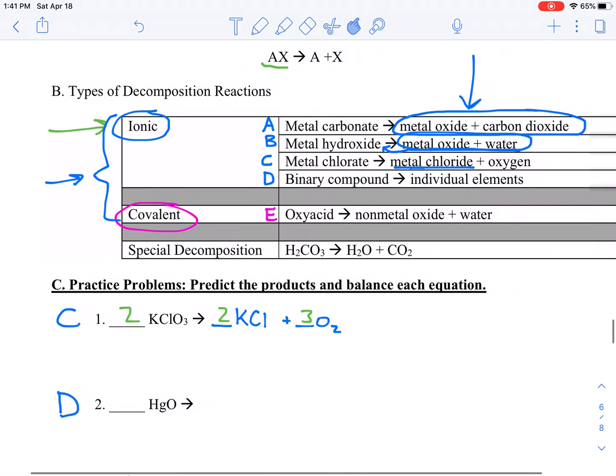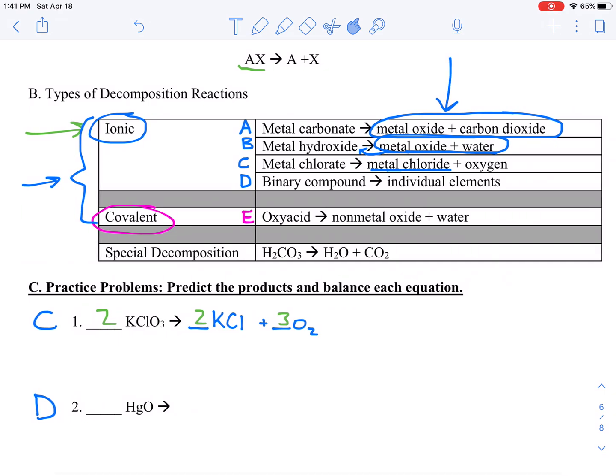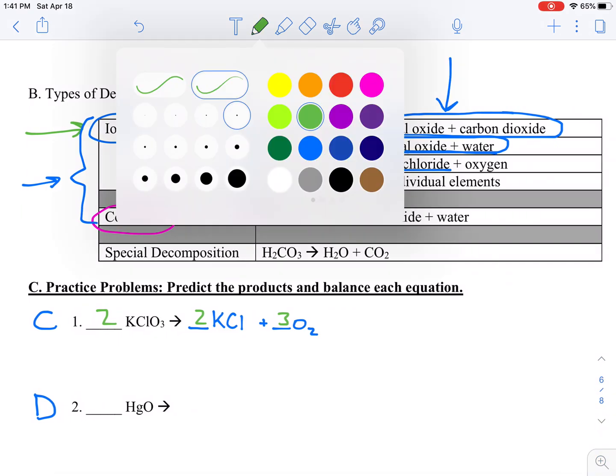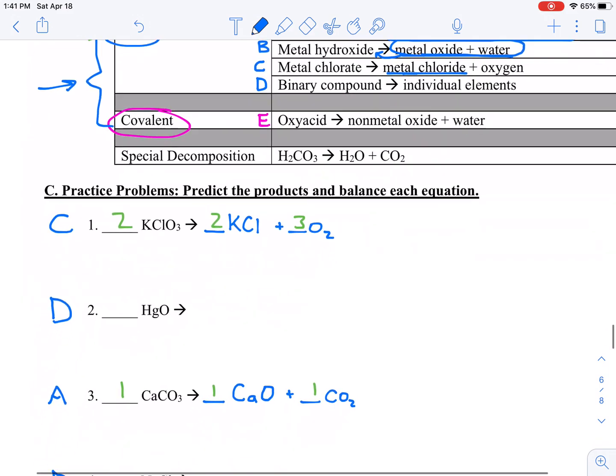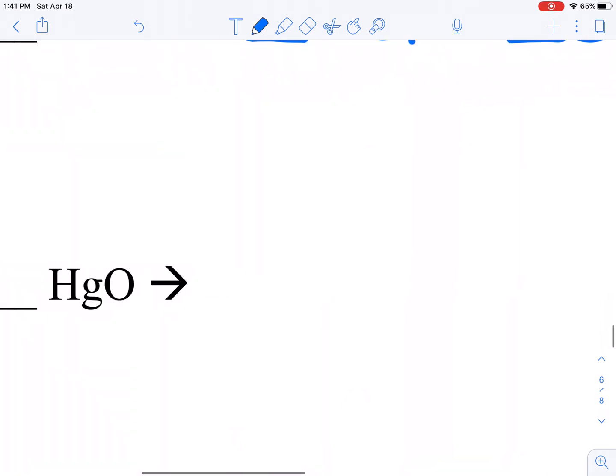Going to letter D, binary compounds. These are by far the easiest because a binary compound is made of 2 elements, so all we're going to do with binary compounds is split them apart. The only danger with binary compound splitting is to be aware of those diatomics.